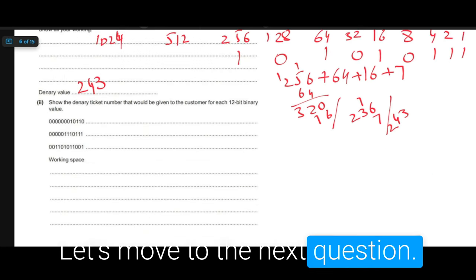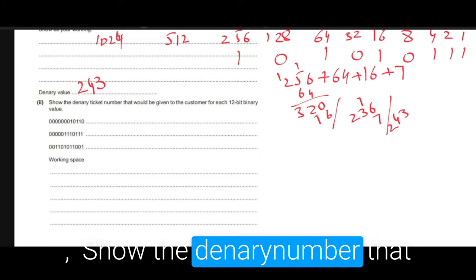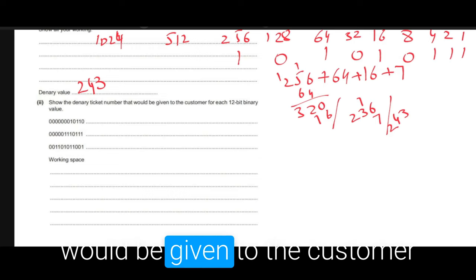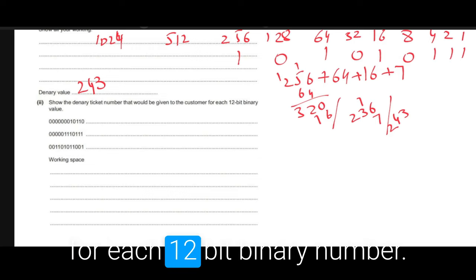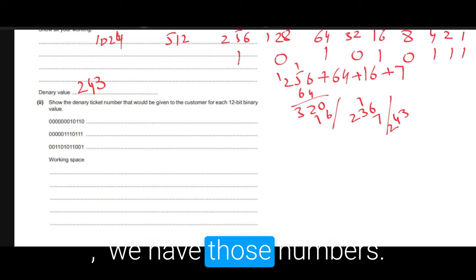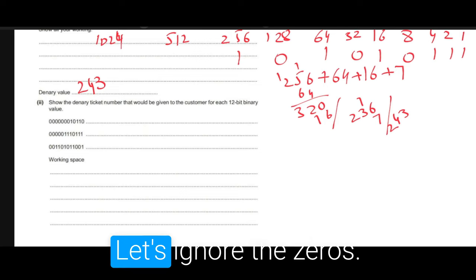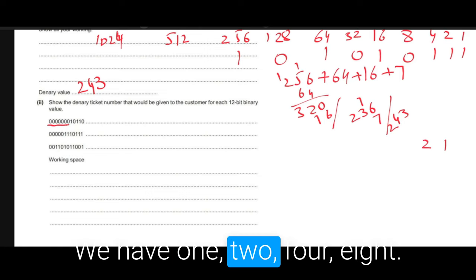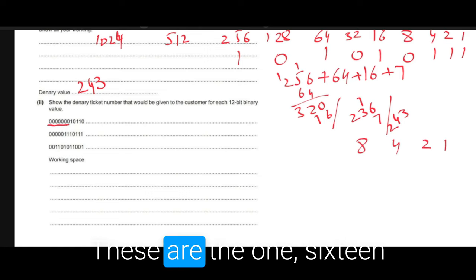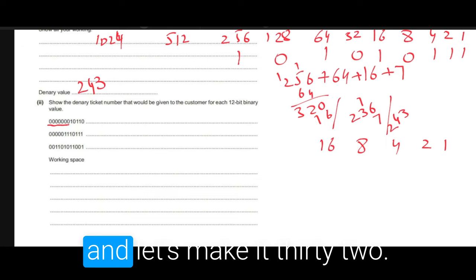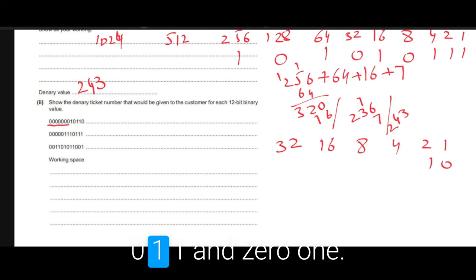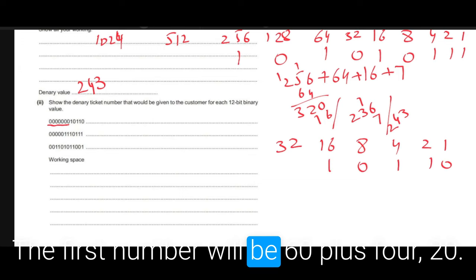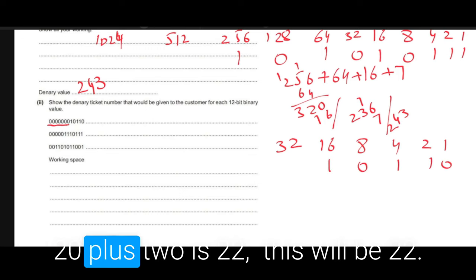Let's move to the next question. Show the Denary ticket number that would be given to the customer for each 12-bit binary number. We have those numbers. First number is what? Let's ignore the zeros. We start from this number. We have 1, 2, 4, 8, 16, and let's make it 32. The first number will be 16 plus 4, 20. 20 plus 2 is 22.